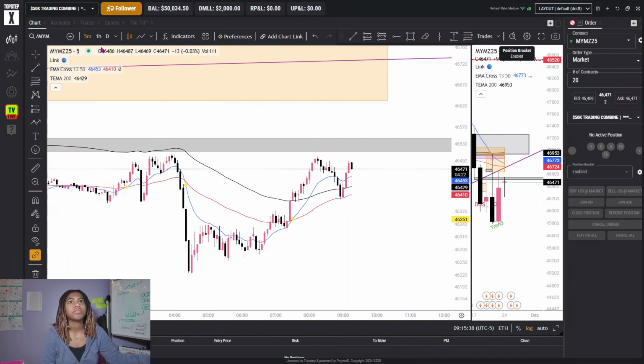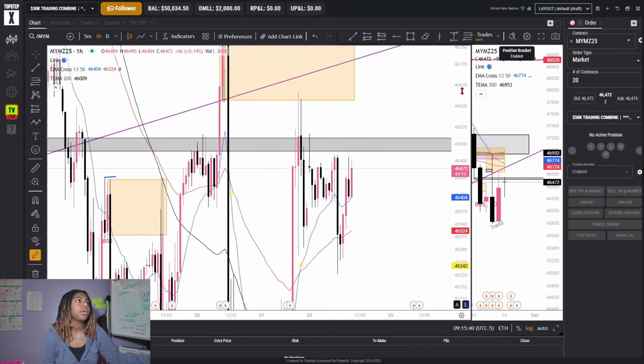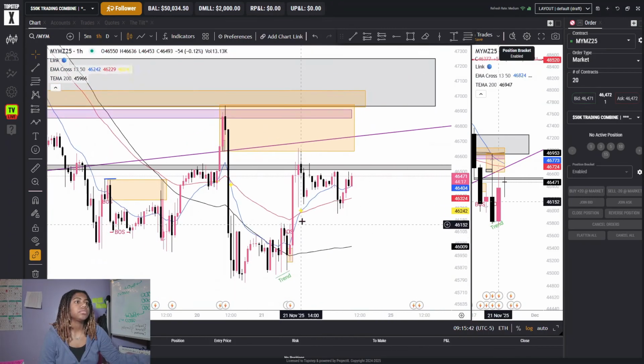So we've got this wonky candle here. There's a gap filled here. Market is not pushing higher.